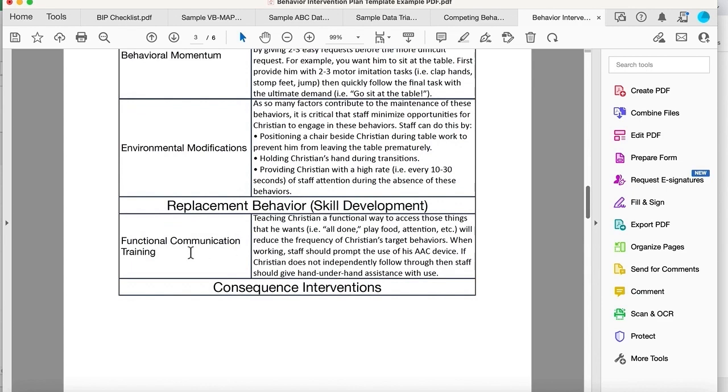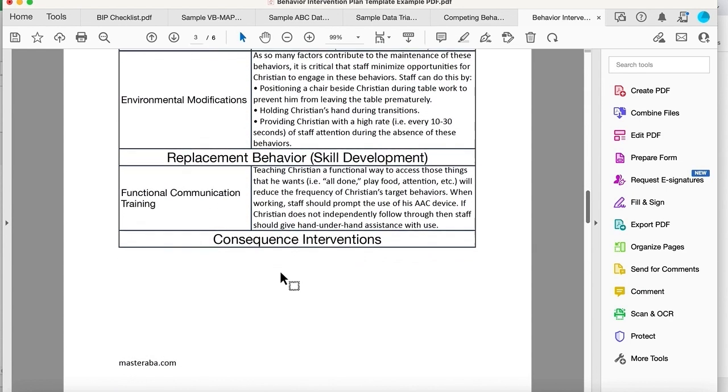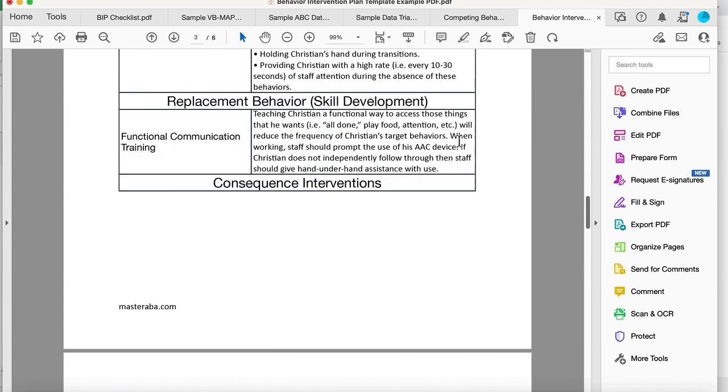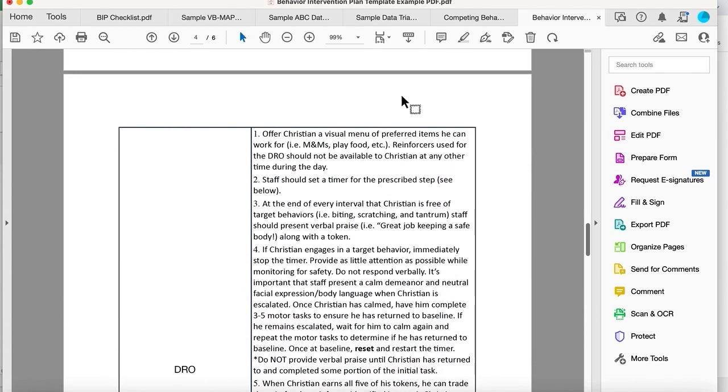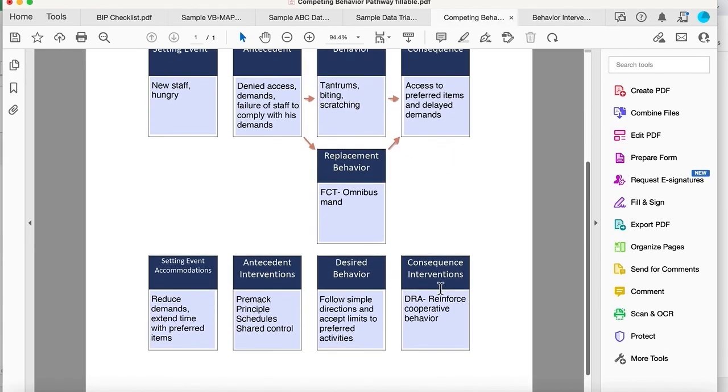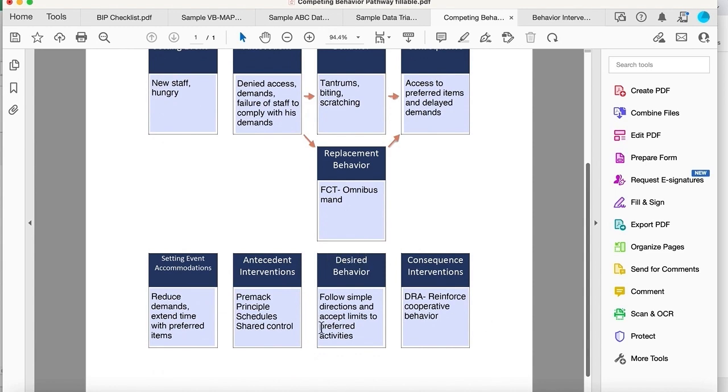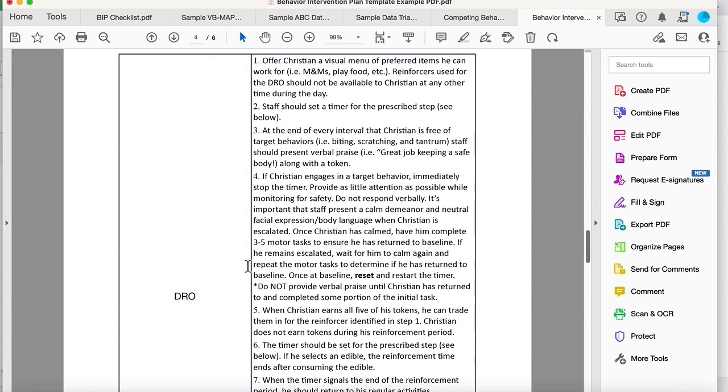We're going to use functional communication training. We're going to teach him a functional way to access those things that he wants. I would change this and use an omnibus mand. Consequence interventions. The consequence interventions, these again reinforce the ultimate desired behavior. For Christian, we decided to use DRO.